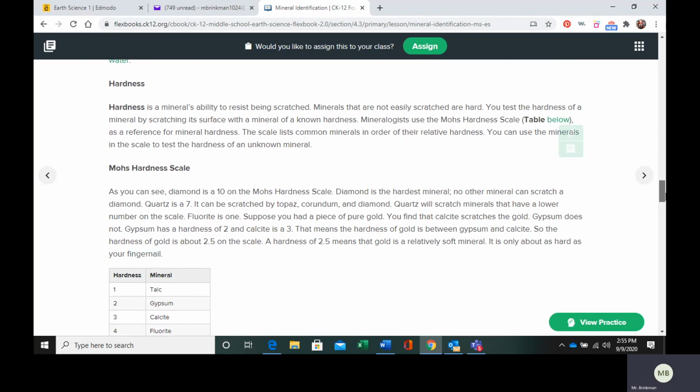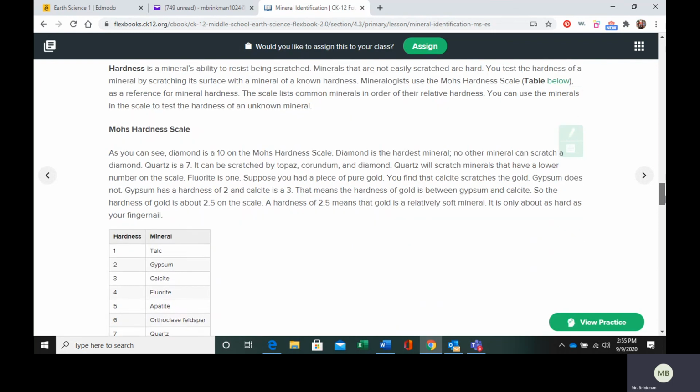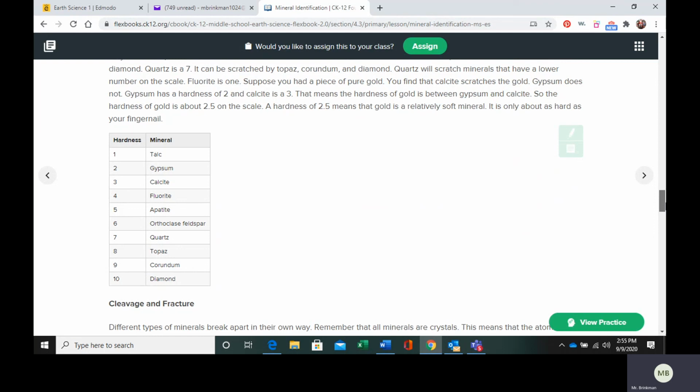Hardness. So how well can the mineral resist being scratched? The way we test hardness is we use what's called the Mohs hardness scale. Now, let's say we have quartz. With quartz, it can scratch the minerals that have a lower hardness than it. And it can be scratched by the minerals that have a greater hardness than it. All right.